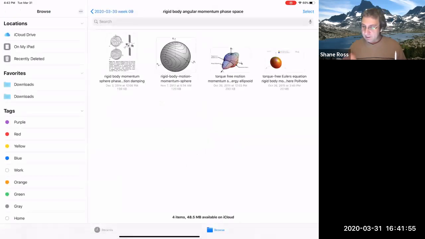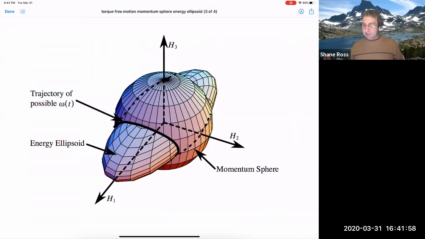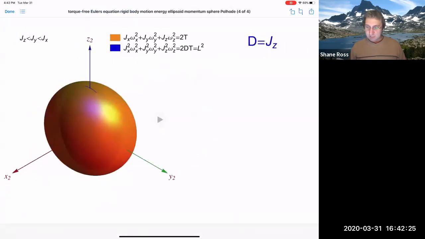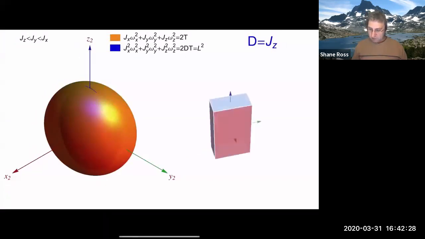That's showing that this might be an easier way to see it, because you can really see the sphere. This is a crude figure from like 20 years ago. I didn't make it. But you've got the momentum sphere and then the energy ellipsoid, and they intersect. This is a possible trajectory for omega, the angular velocity, but think of it as a possible trajectory for the angular momentum along this side that we can see, and then also on the other side.